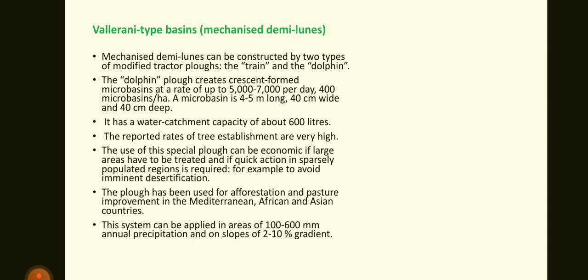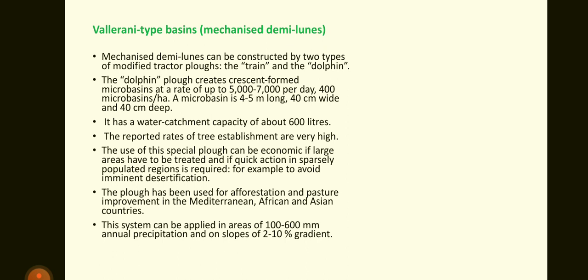The reported rates of tree establishment are very high. The use of this special plow can be economic if larger areas have to be treated and if quick action in sparsely populated regions is required. For example, to avoid imminent desertification, a plow has been used for afforestation and pasture improvement in Mediterranean, African, and Asian countries.